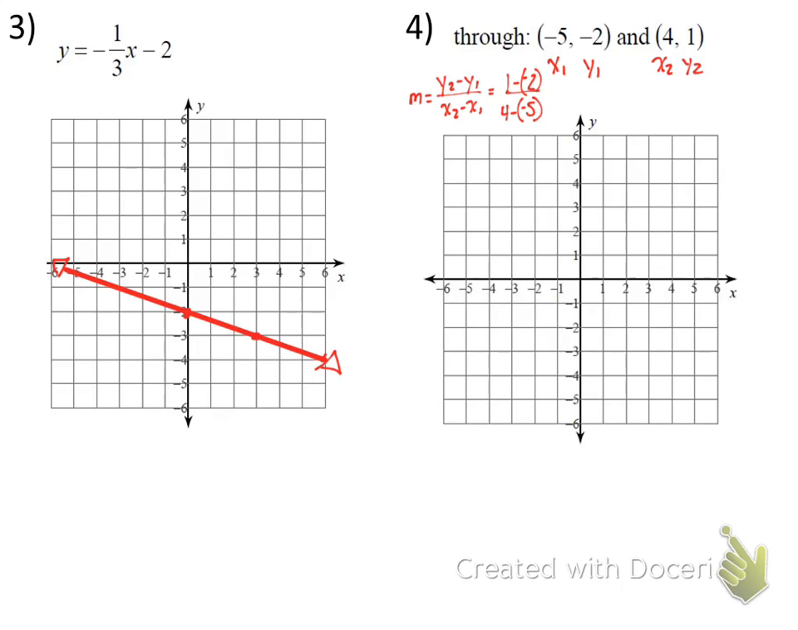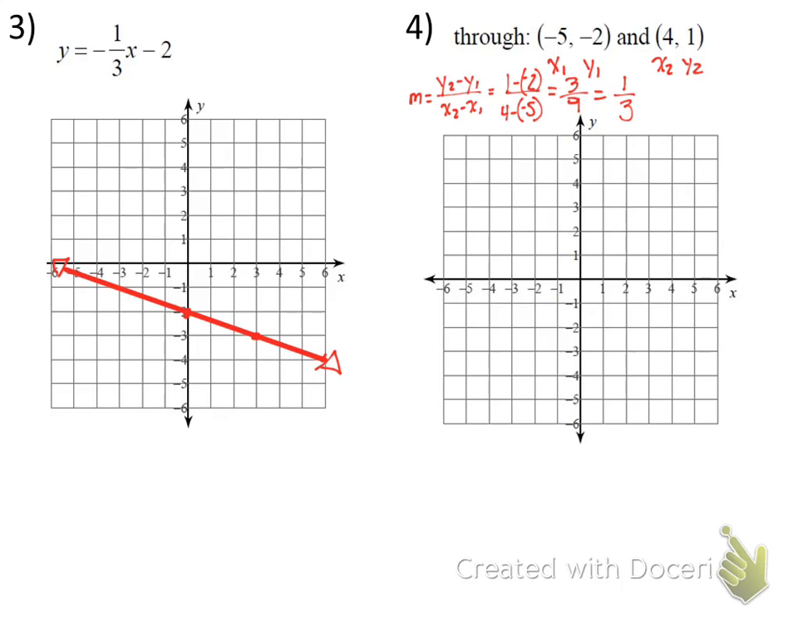So let me see your slopes first. Why don't you show me your slopes on your boards first? Slopes first, which is m is equal to something. Okay? So there's the formula. 1 minus negative 2 is 3. 4 minus negative 5 is 9. So 3/9 is really like 1/3.